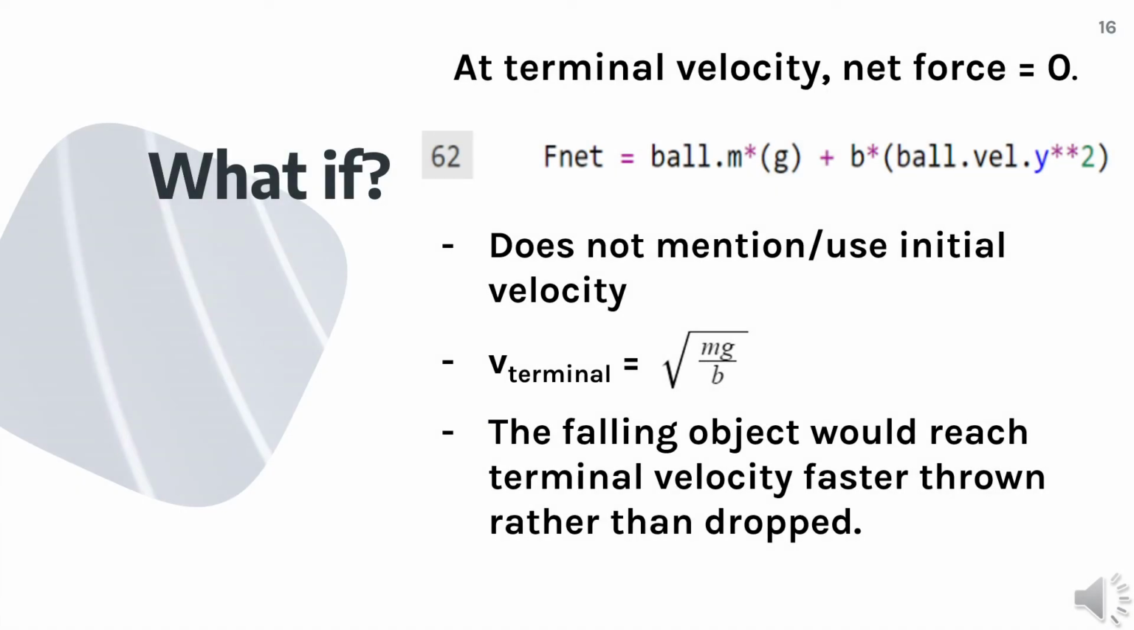What if we threw the object downwards? Well, at terminal velocity, net force equals 0, so let's see where net force is in our code. Using the code from line 62, we clearly see that the calculation for Fnet does not use initial velocity at all in its calculation, so throwing the ball downwards will not change the magnitude of the terminal velocity. V terminal is always equal to the square root of mg divided by b.